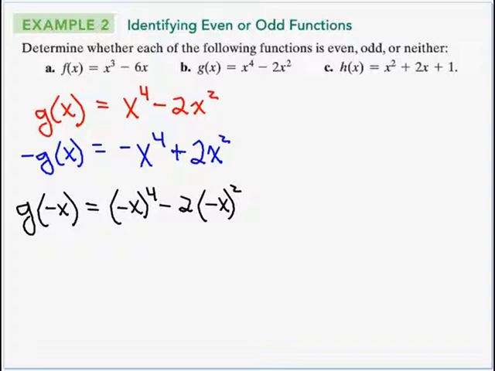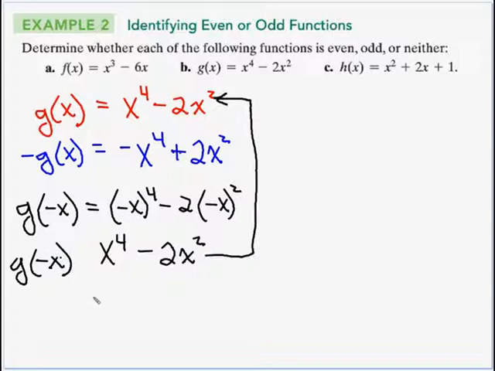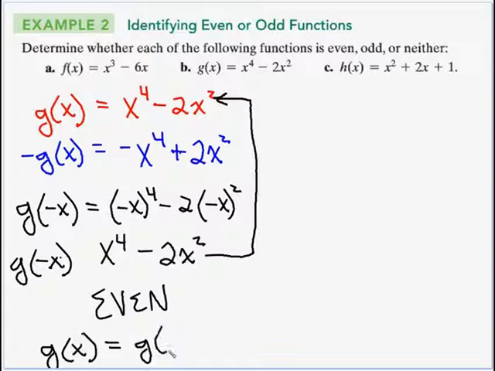Remember, order of operations, we do parentheses and exponents first. So this is a negative x quantity to the fourth. So that's going to be a negative x multiplied by itself 3 more times. Negative times negative times negative times negative is positive x to the fourth. This negative x will be squared, and that will turn into a positive x squared times the minus 2, minus 2x squared. So this is g of negative x, and that gets us perfectly back to the original function. And that tells us by the definition we have an even function, because g of x was equal to g of negative x. Running the negative through it changed nothing.